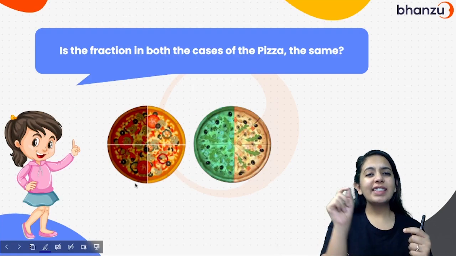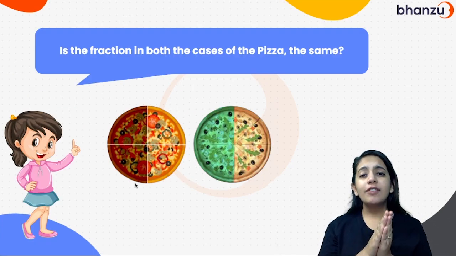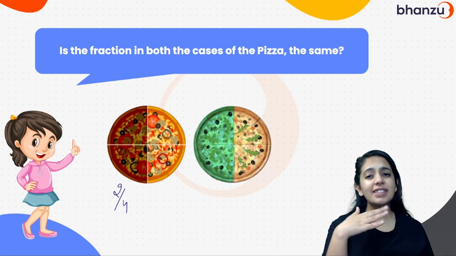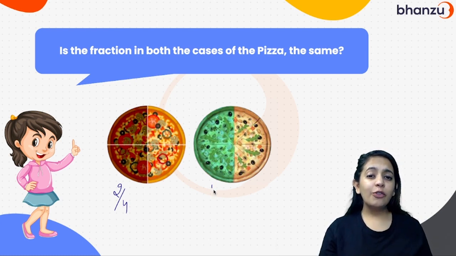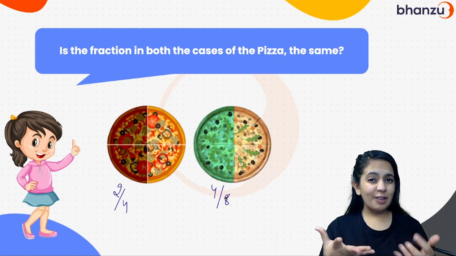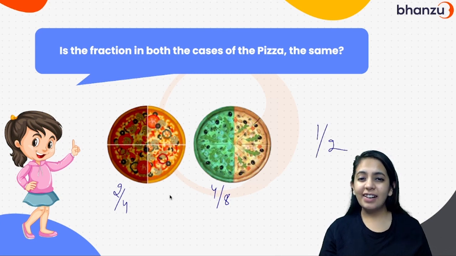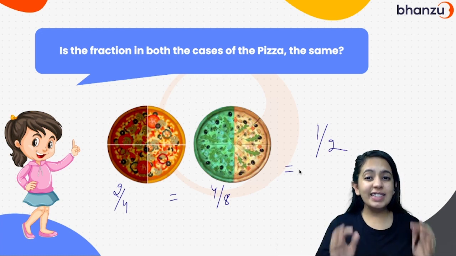Now how about in this case of pizza? Tell me, what is the fraction of the pizza that Sia is going to eat here? It's 2/4. And what is the fraction of pizza that Sia is going to eat here in the second case? Here, 4 slices out of 8. Okay, they're still the same, isn't it? They still represent half of the pizza. That means all of these 3 fractions are the same.